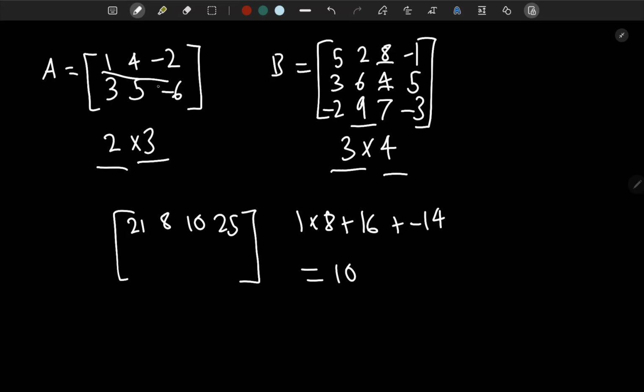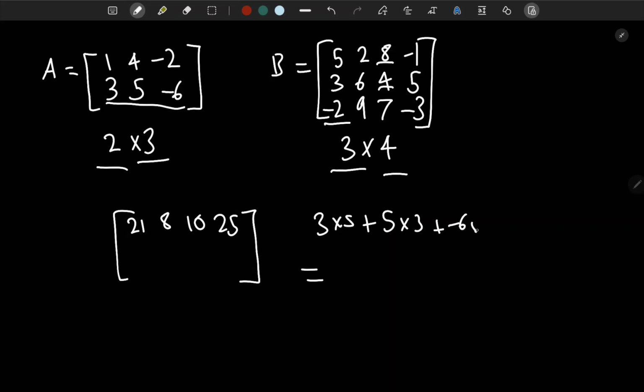Second row, you just do the same. Instead of taking the first row, take the second row multiplied by the first column in matrix B. So second row now, first column, and it will be the same calculations again. So 3 times 5 plus 5 times 3 plus negative 6 times negative 2. So you will get the result, and you can repeat these steps for the next elements.